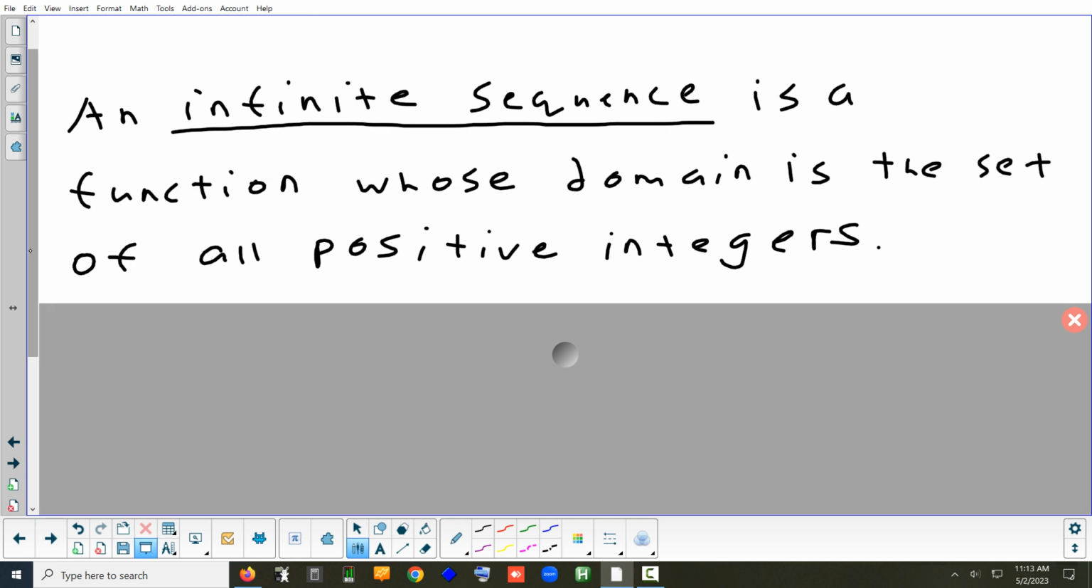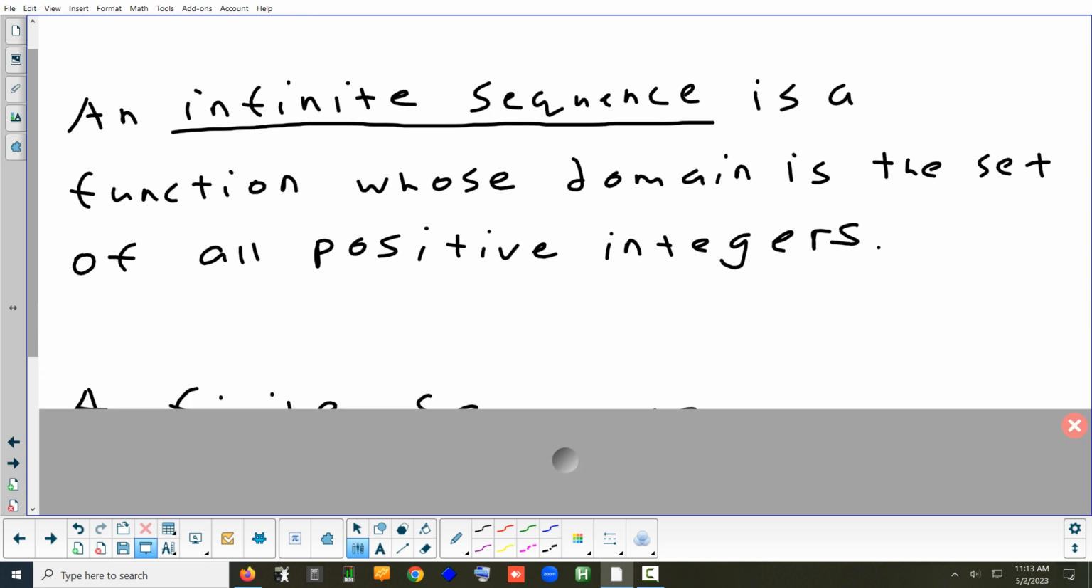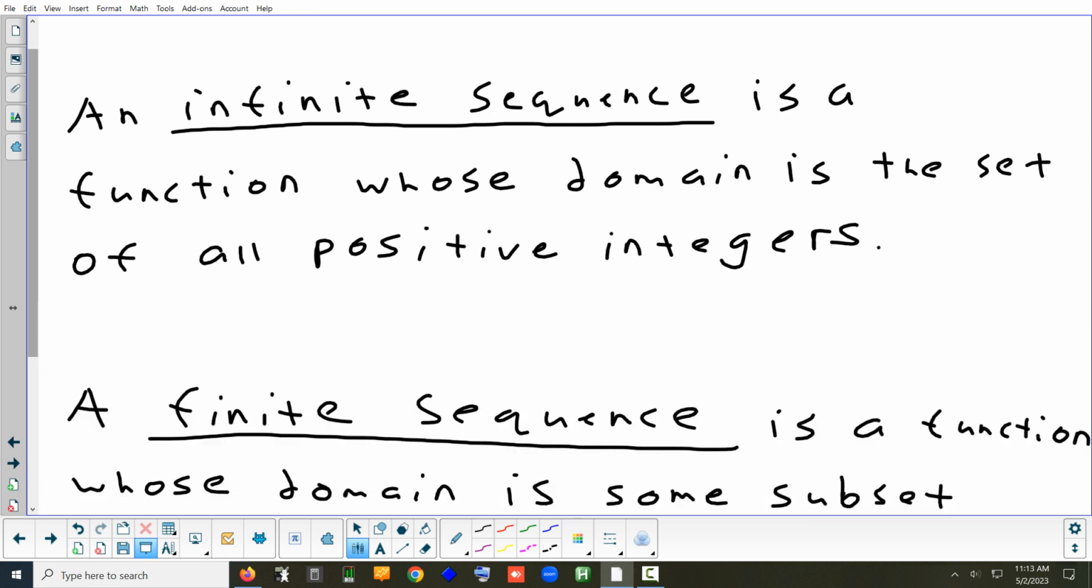So an infinite sequence is a sequence that goes on forever. And the numbers that you are allowed to plug in to the formula for that sequence would be the entire set of positive integers from 1 all the way to infinity, including every number. That's for an infinite sequence. Now, a finite sequence stops somewhere.